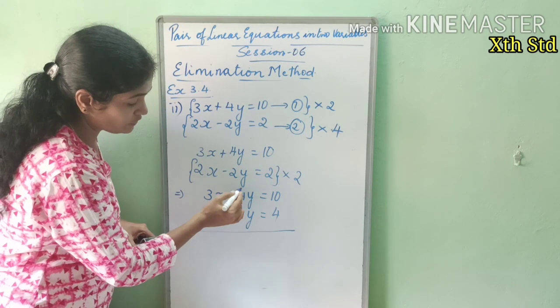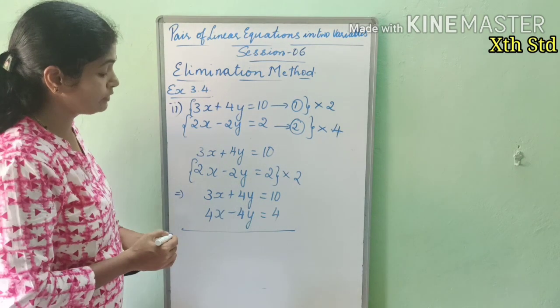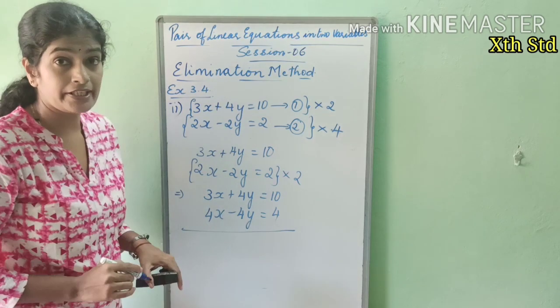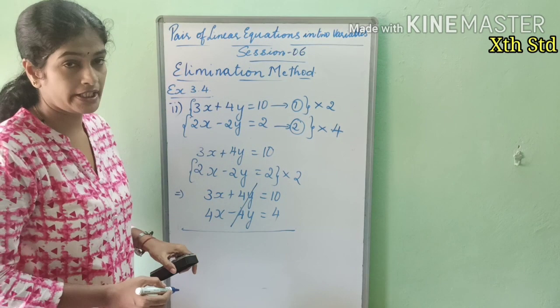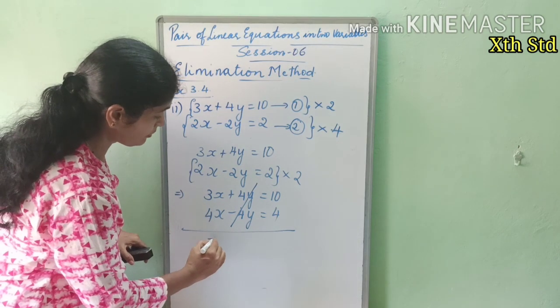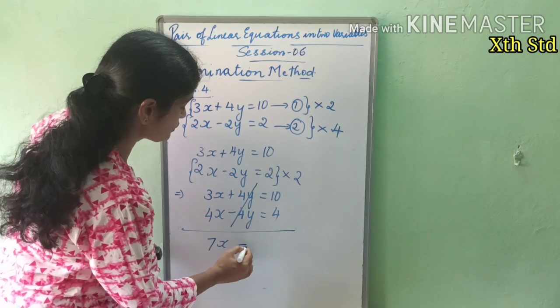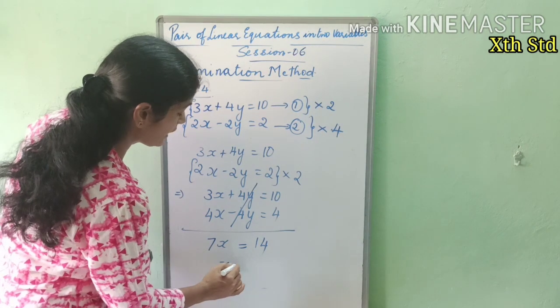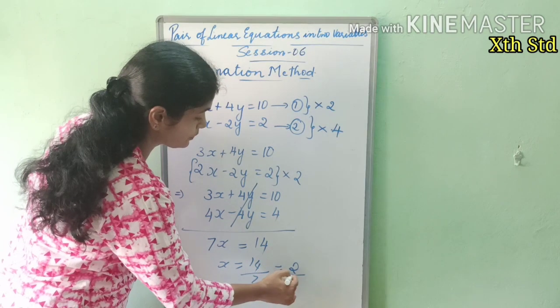Now just focus on the coefficients of this variable y. One is positive, one is negative. So we can obviously add both the equations so that they get cancelled. And here it is how much? 7x. 7x is equal to 14. Therefore, x is equal to 14 by 7, that is 2.